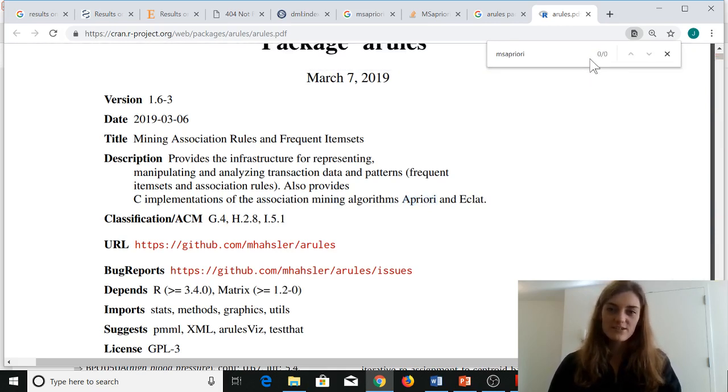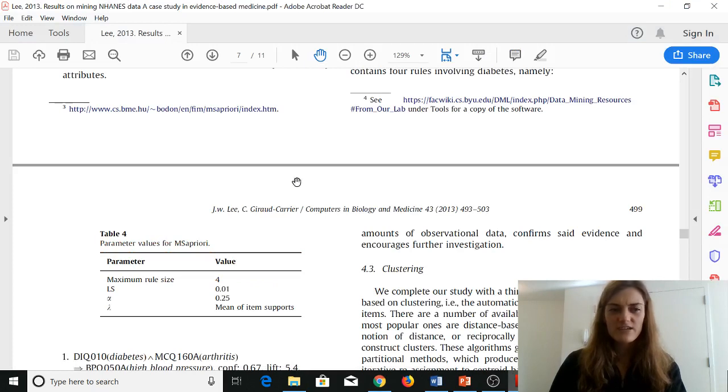So we can basically conclude that in R, at least, it's impossible for us to do MS a priori. And we can't even really follow up on these links that the authors described. But we're still going to work from this article, and we're still going to apply the a priori algorithm.